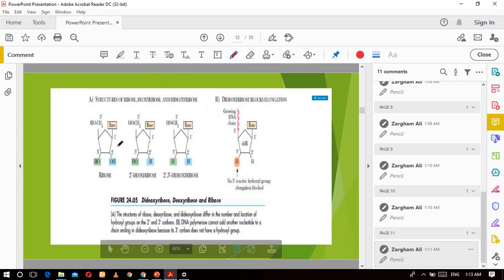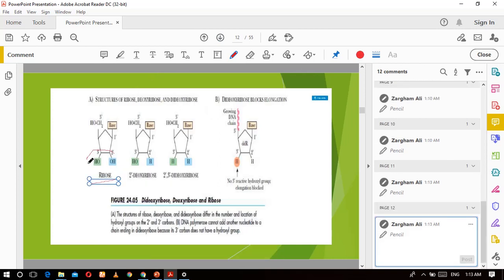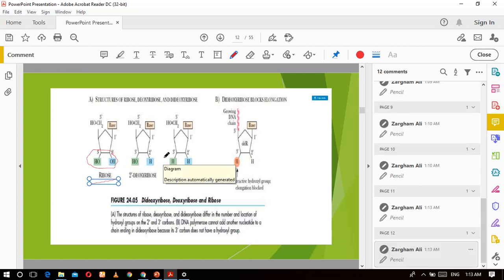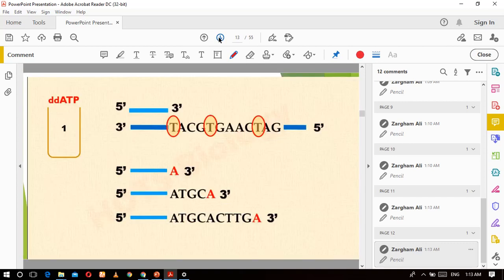Okay, this is an example. This is a ribose sugar which contains oxygen on both the 2 carbon and 3 carbon. It is a deoxy, which means one oxygen is removed on the 2 carbon, and it is a dideoxy where the oxygen on both the 2 carbon and 3 carbon is removed.